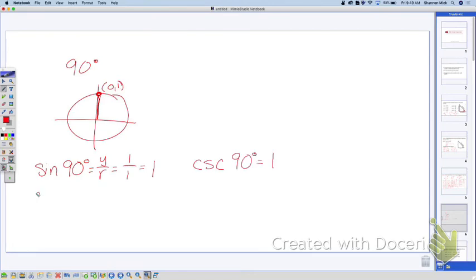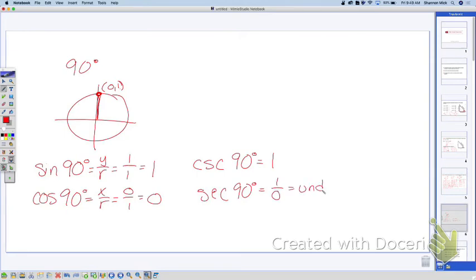Cosine is x over r, which is 0 over 1, which is 0. Secant is 1 over x, which is 1 over 0, so it is undefined. Again, the reciprocal of 0 is undefined, and the reciprocal of undefined is 0.